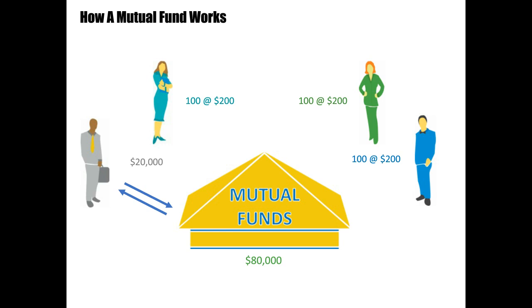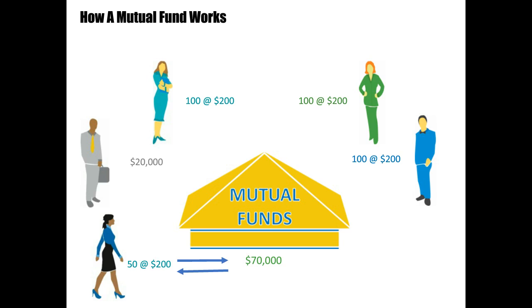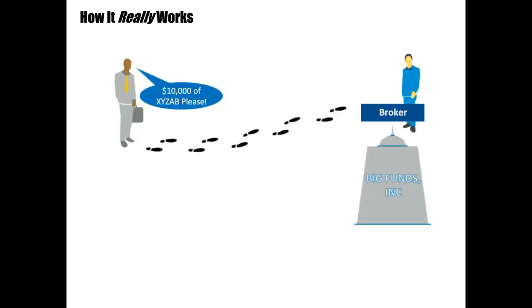Now, if someone else wants to invest, they can come in too. In this case, someone had $10,000 to invest. Instead of getting 100 shares like the people originally did, they only get 50 shares because the shares have appreciated in value. But now the fund has $70,000 to invest. It keeps track of who is who. Now, in practice, most of us don't start our own mutual fund. We buy existing mutual funds, but the process works similarly.